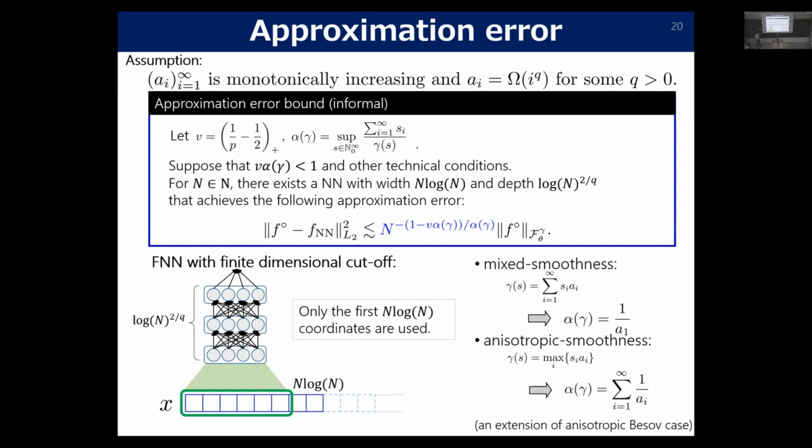This means that the function f is more sensitive to the low frequency components of the input, and not so sensitive to the high frequency components. In practice, it should be like that. In machine learning settings, the input-output relation must be sensitive to the outline of the image, and not so sensitive to high frequency differences in the input image. Under these assumptions, we have this approximation error.